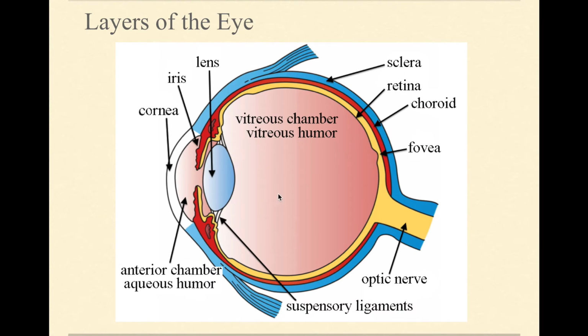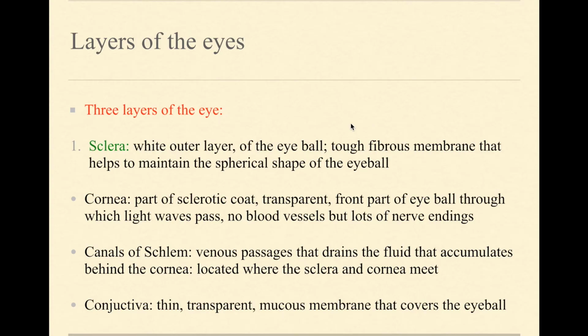Now for the layers of the eye, we have 3 layers. We have the sclera, we have the retina, and we have the choroid, and each one contains a part. So the sclera, which is the white outer layer of the eyeball, is a tough fibrous membrane that helps to maintain the spherical shape of the eyeball.